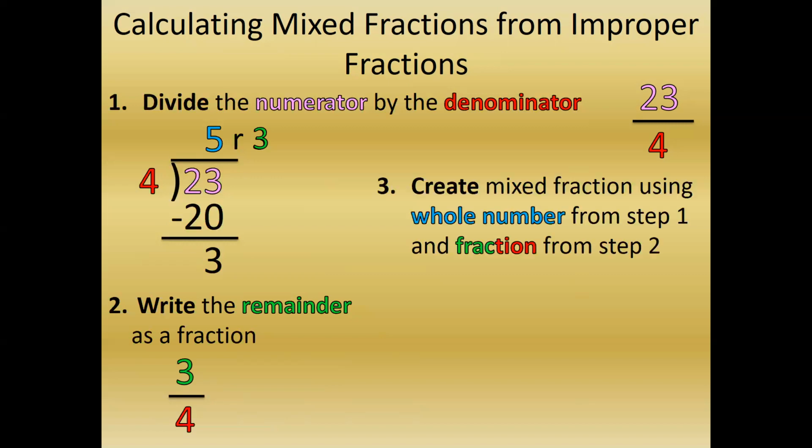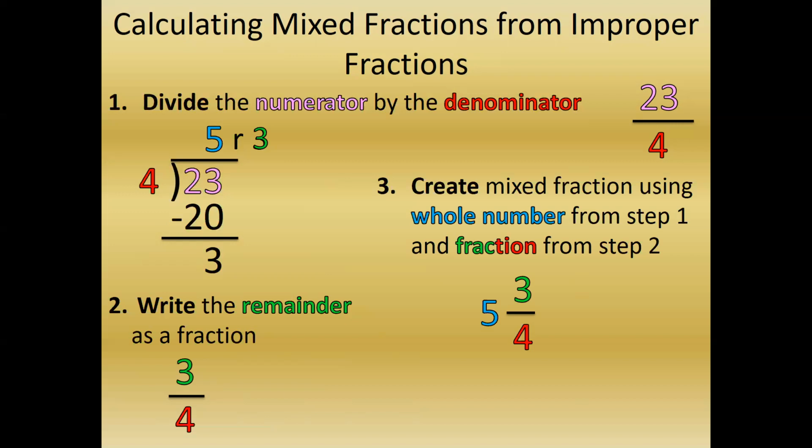Then we have step number 3. We have to create the mixed fraction using the whole number from step number 1 and the fraction from step number 2. So 5 is our whole number, and 3/4 is our fraction. So we take our fraction, 3/4, put the 5 in front of it. So that means our mixed fraction is 5 and 3/4.